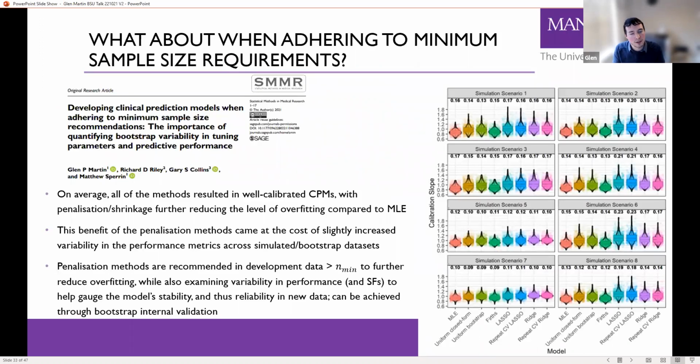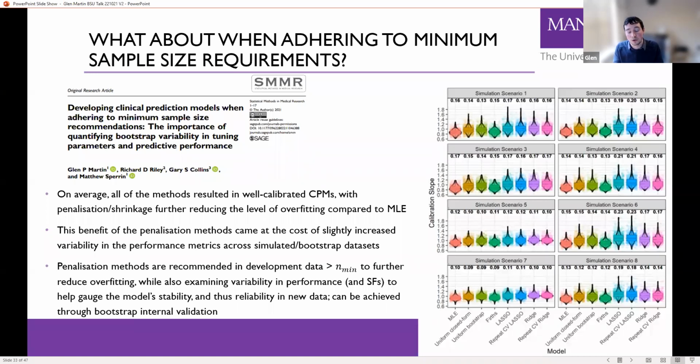So recent work that I've looked at is essentially exploring this concept of, if you have a data set that has minimum sample size, what's the level of variability that we might observe? And what we found is that, again, on average, all of the penalization methods, I should say, were well calibrated on average, and the penalization further reduced the level of overfitting. But this came at the cost of increased variability in the predicted performance.